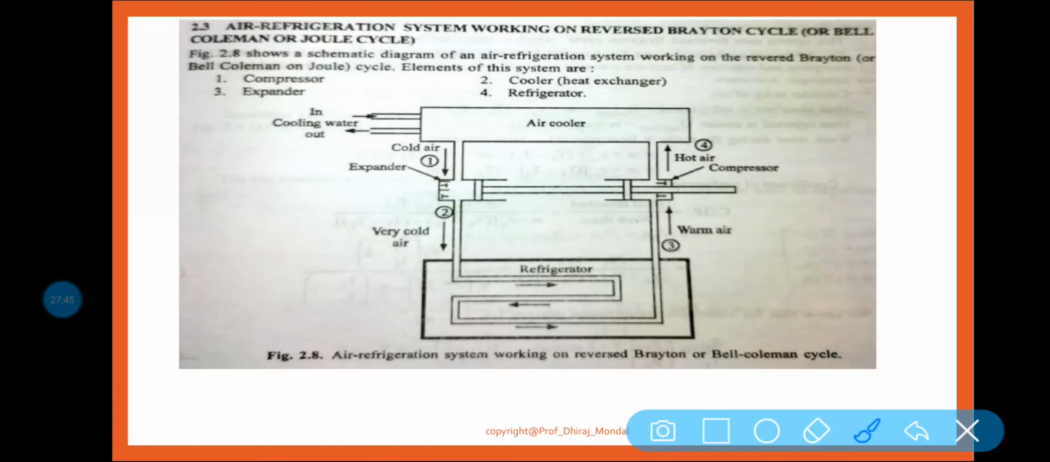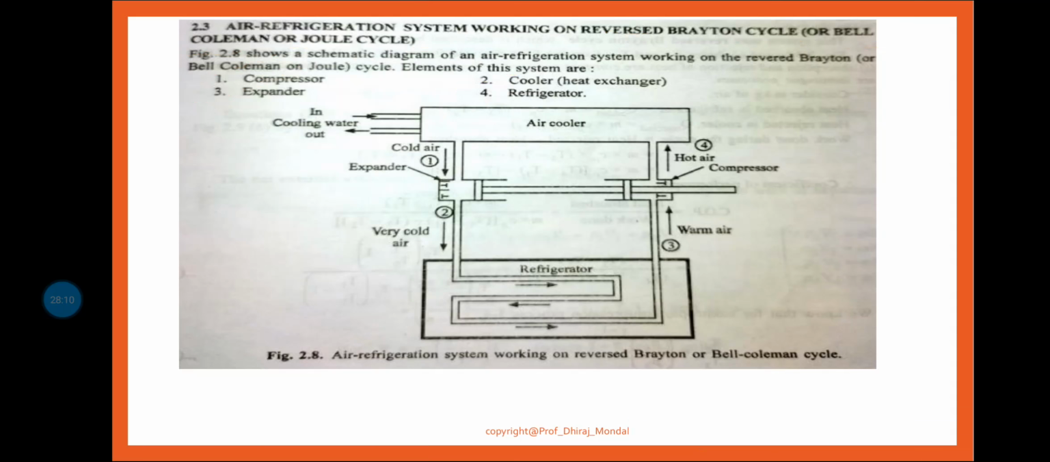So this is all about the reverse Brayton cycle, or it is also called Bell-Coleman cycle, or it is also called Joule cycle. So these three are synonymous terms. Now it consists of these elements: compressor, heat exchanger or cooler, expander, refrigerator.